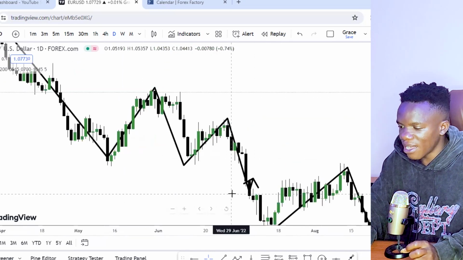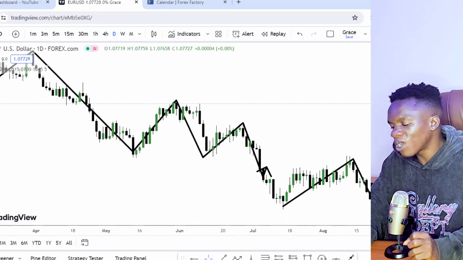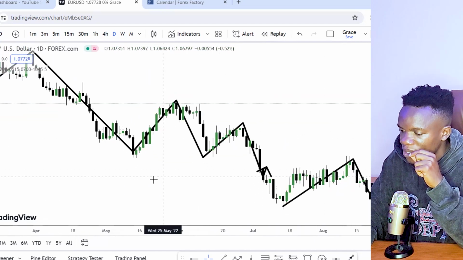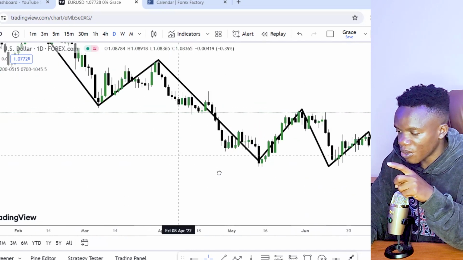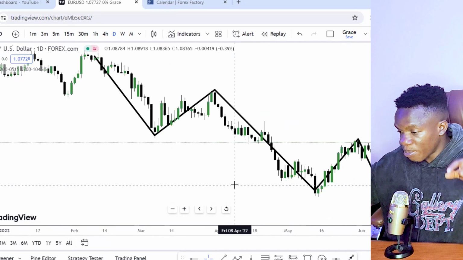Now, why did I bring you guys to this year, 2022? It's not that I want to show you guys a clearer picture. No, the reason why I brought you guys to this 2022 is because this particular 2022 price action is different from 2024 current price action.